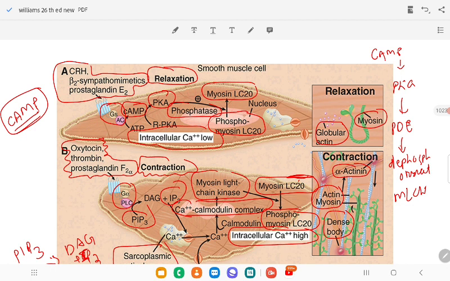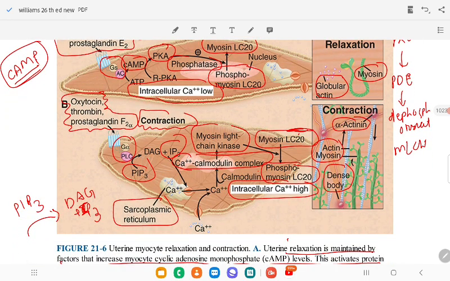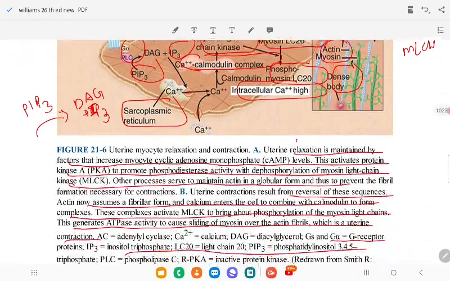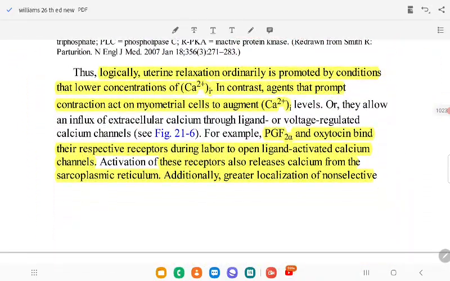The opposite thing happens with oxytocin, thrombin, and prostaglandin F2 alpha, which lead to contraction through the Gq protein coupled receptor. Phospholipase C produces diacylglycerol and inositol triphosphate (IP3), which stimulate the release of calcium from the sarcoplasmic reticulum and increase intracellular calcium from outside the cell membrane. The calcium combines with calmodulin, which activates myosin light chain kinase, and that phosphorylates the myosin LC20 chain. Now the myosin is active, and actin in the filamentous form binds to the actin-myosin complex, which leads to contraction.